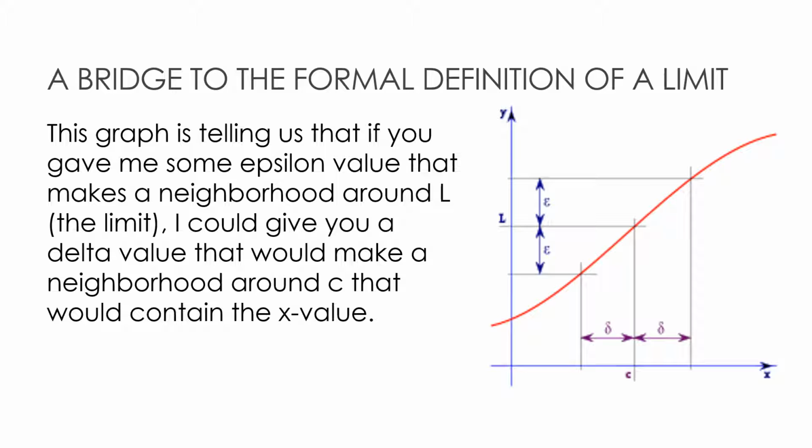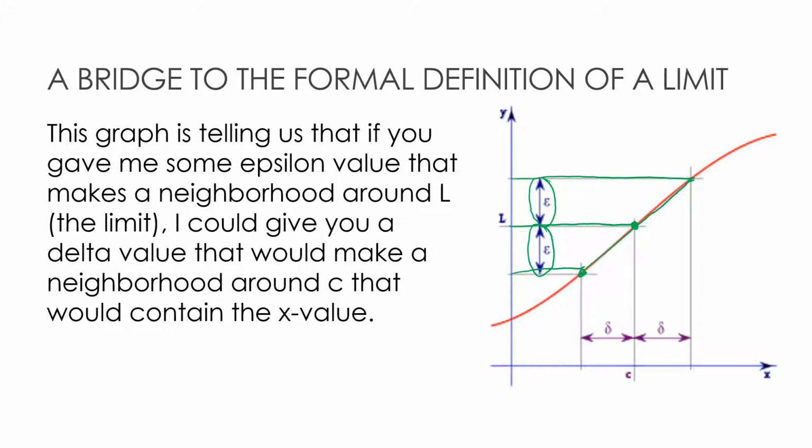So try to stick with me here because it can get a little complicated with all the Greek symbols and variables. Essentially, what this graph is telling us is that if you give me some epsilon value, epsilon being some distance from L, and notice I'm going epsilon in each direction, it makes a little neighborhood around L, which is the limit. So here's my limit. This is where I'm trying to get to. And epsilon gives me this neighborhood from here to here.